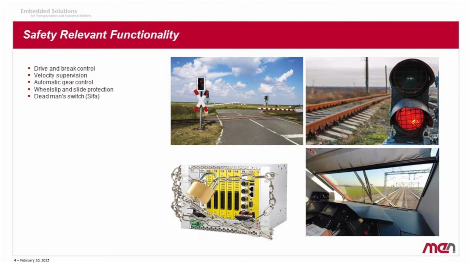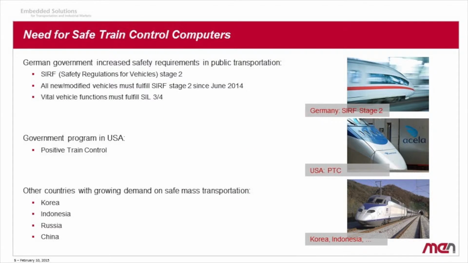So typically, what are really safety critical functionalities? You have to control the wheel slip and the sliding of the wheels on the train. You have to control and supervise the speed of the train. You also have to ensure clear driving, acceleration, braking, and so on. Those are the main functionalities in a train.